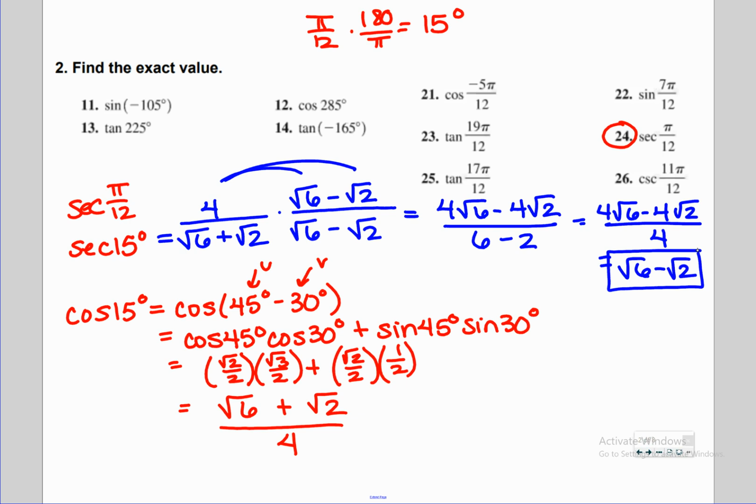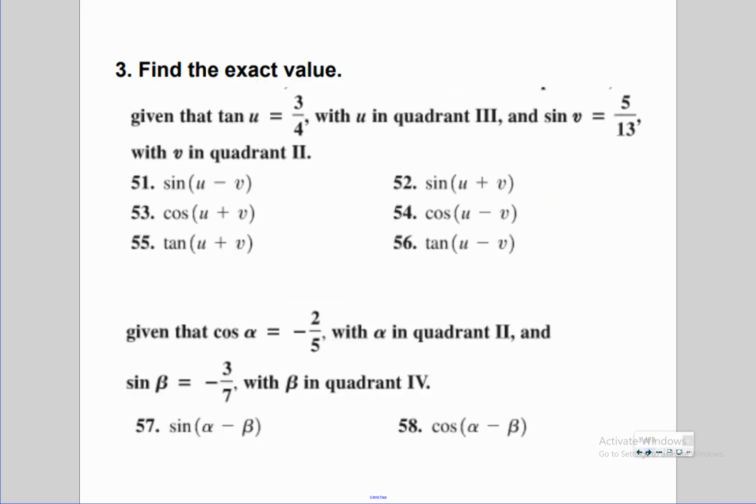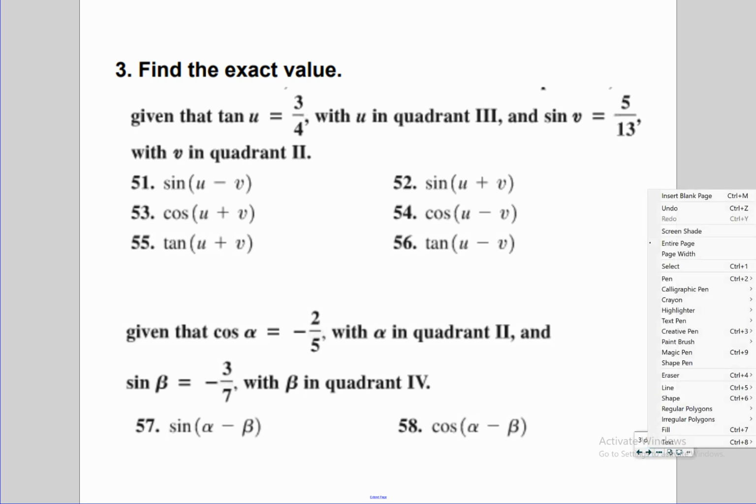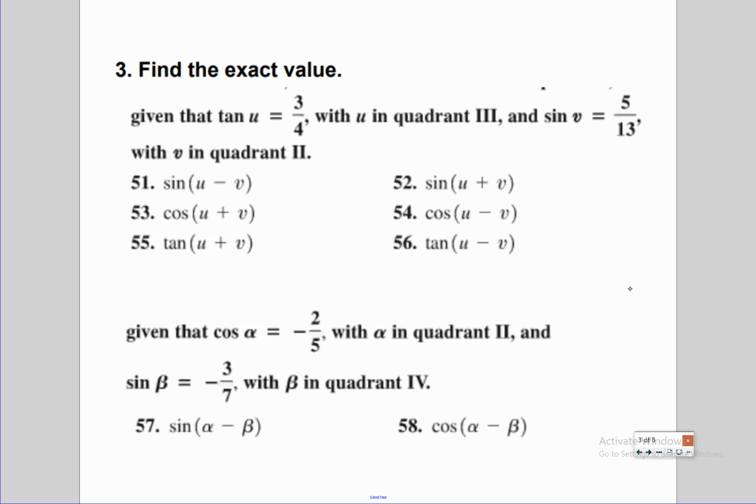Any questions on that? Sum and difference identity. Okay. Next one, this again is going to be sum and difference. Pick a problem. What do we like? 56. Okay. So we're going to do tangent u minus v. Before I do anything with the actual problem, I'm going to take my given information at the top and see what I can do with it.